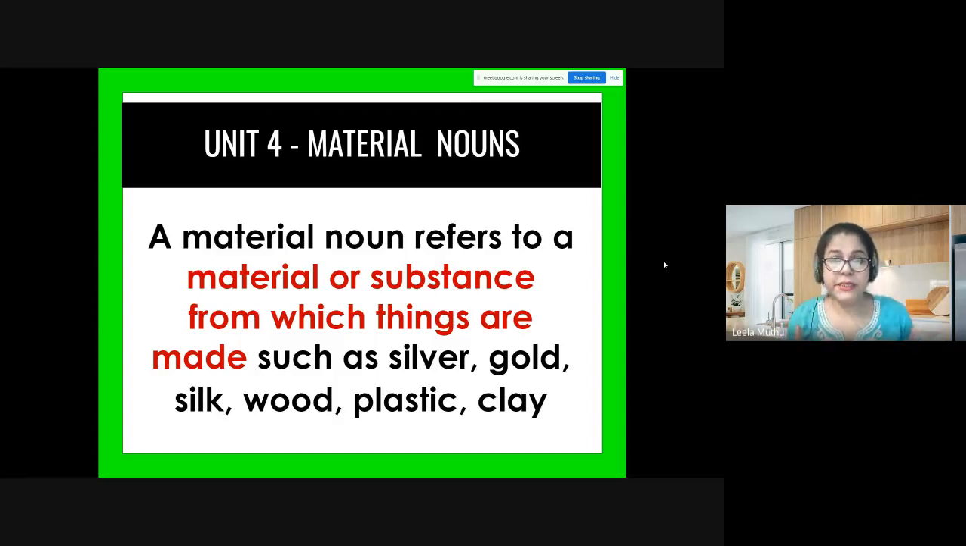So these are all materials from which things are made. Silver, you make ornaments. Gold, you make ornaments out of. Silk, you make clothes, saris, silk bed sheets, silk pillowcases. Plastic, you make so many things in this modern world. Stop the use of plastic. Okay. Wood, so many things. Furniture is made of wood. Okay. Clay, you make beautiful decorations out of clay. You can make pots out of clay for your garden, and so many things can be made from clay.